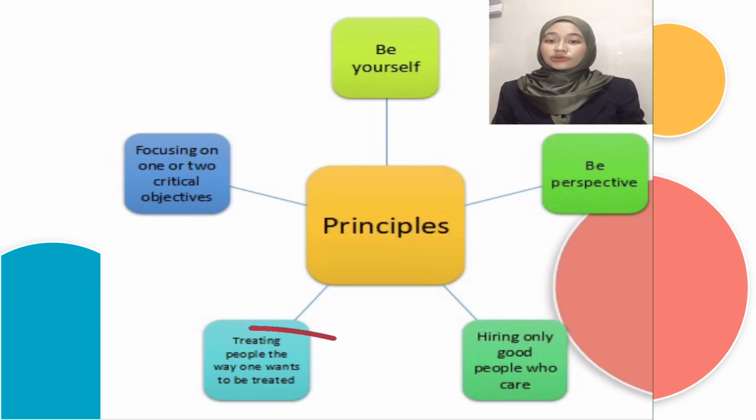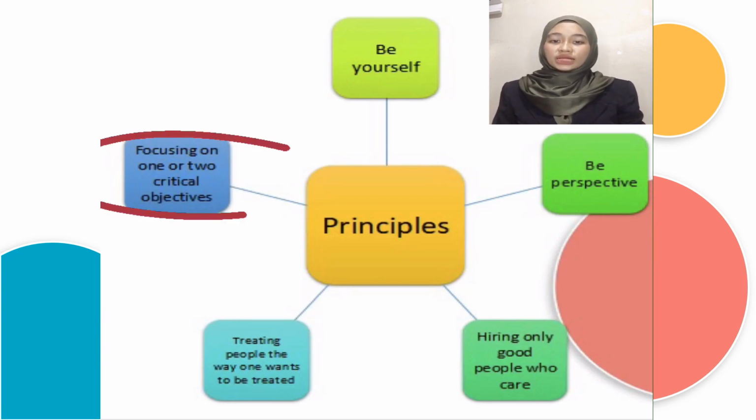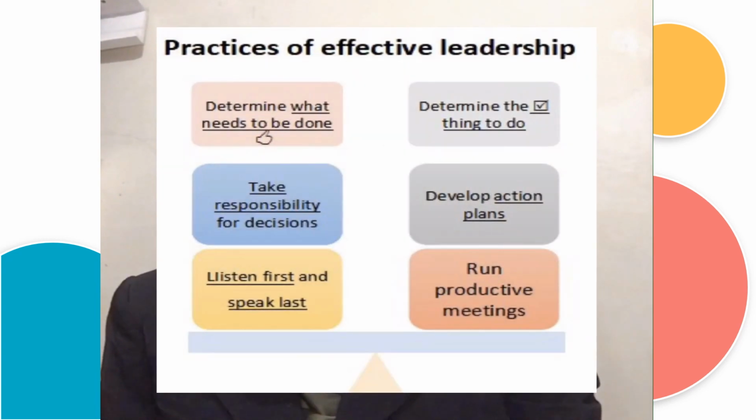After that, treat people the way you want to be treated. This is the golden rule. Next, focus on one or two critical objectives. This is important to make sure to always keep in track with our goals. Let's now move to practice of effective leadership.